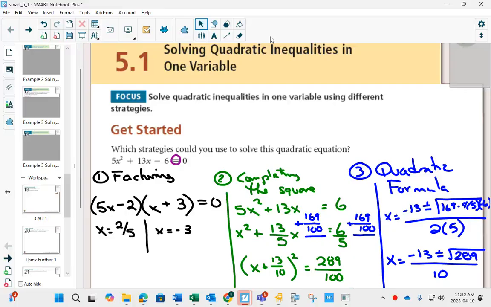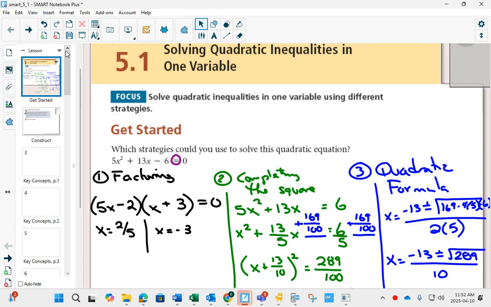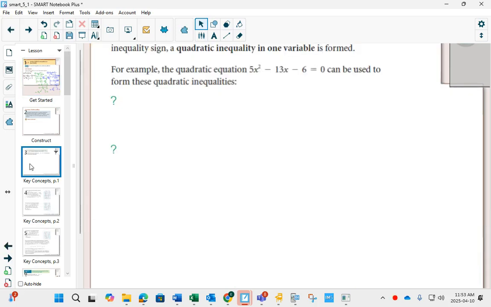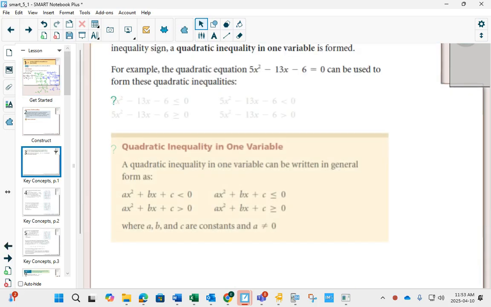So if you turn to page 341, they have quadratic inequalities in one variable. It's called a quadratic inequality because the highest power is an x squared. And you have all of these options.